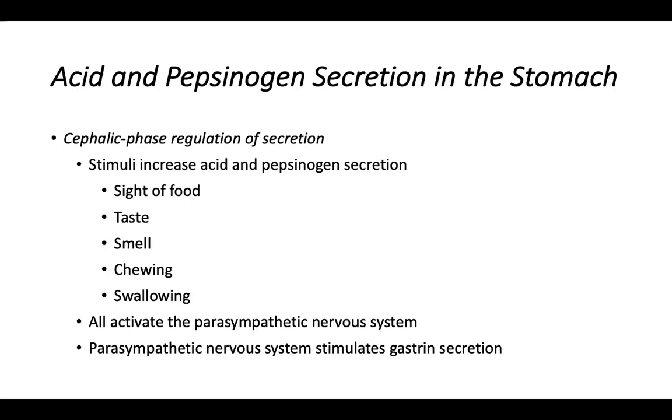Also, the parasympathetic nervous system stimulates gastrin release, and then gastrin also is responsible for acid and pepsinogen secretion also. Okay, so it's kind of this one loop, or one kind of domino effect, if you will. So the presence of food is stimulating the parasympathetic nervous system. Parasympathetic nervous system is going to stimulate gastrin. Gastrin is also going to stimulate acid and pepsinogen release, but the parasympathetic nervous system can directly result in acid and pepsinogen release as well.